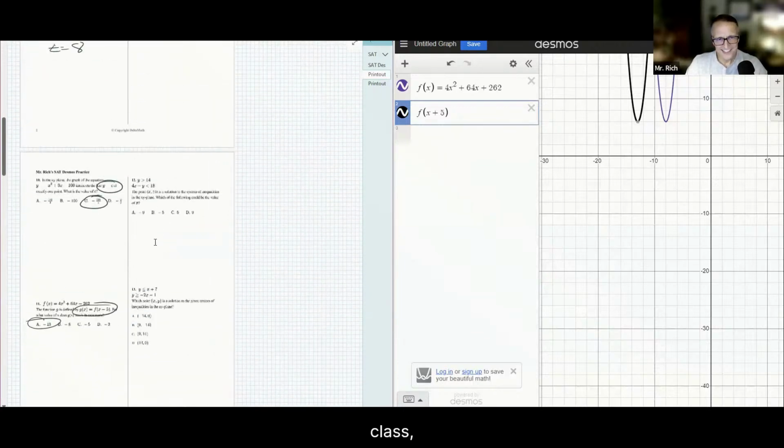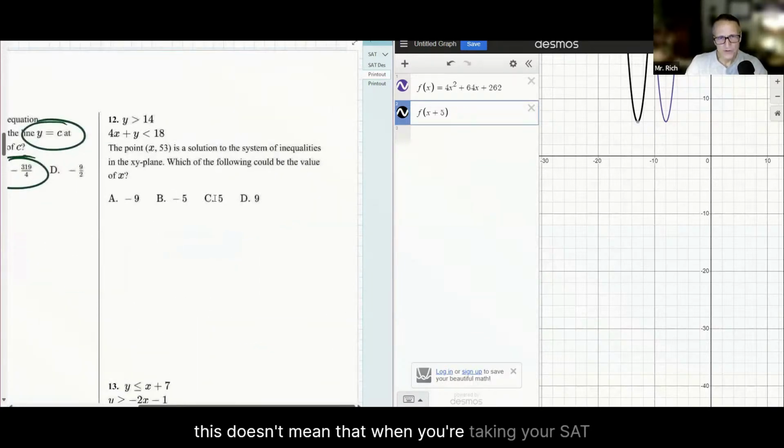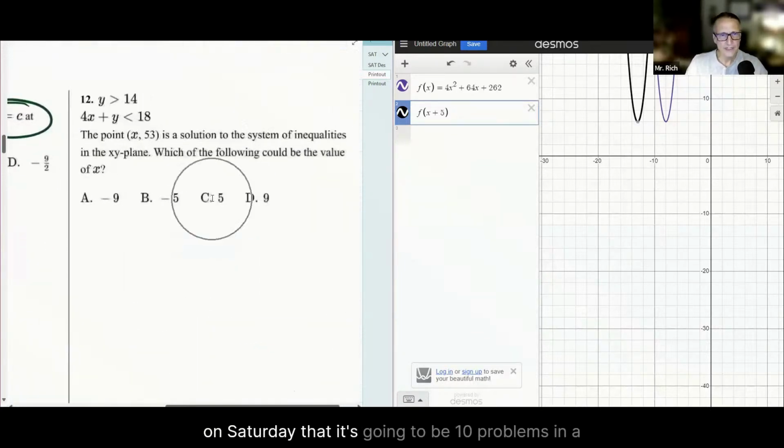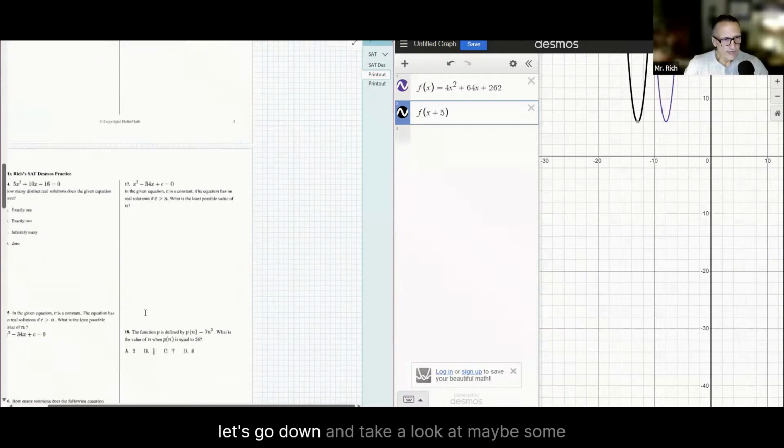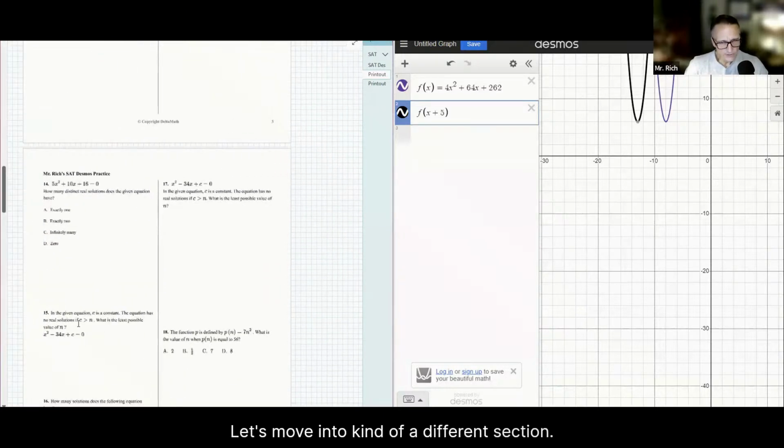Now, keep in mind, class, this doesn't mean that when you're taking your SAT on Saturday it's going to be 10 problems in a row doing Desmos. No, I've selected problems that are all possible to be done on Desmos. It may be one every 4 or 5 questions, but I'm showing you the breadth of the possibilities here that you could use it. All right, let's go down and take a look at maybe some different ones here. Let's move into kind of a different section.